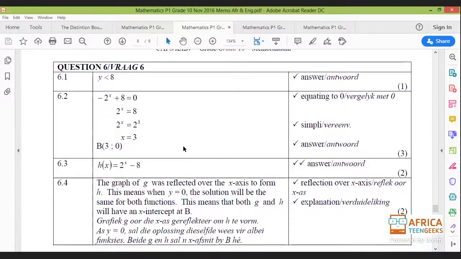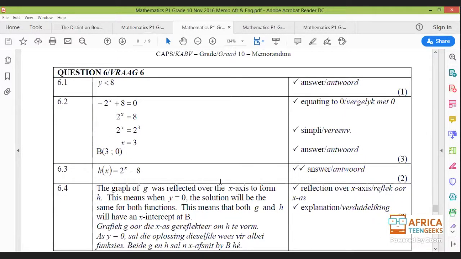As Palisa told us, the graph of g was reflected over the x-axis to form h. This means that y equals 0, and the solution will be the same for both functions. This means that both g and h will have the same x-intercept at B.